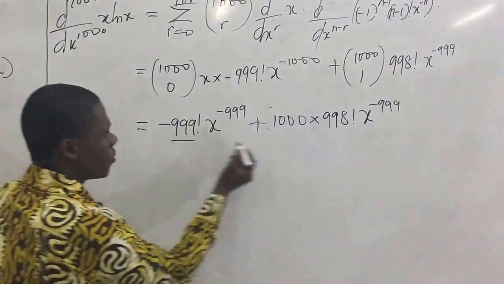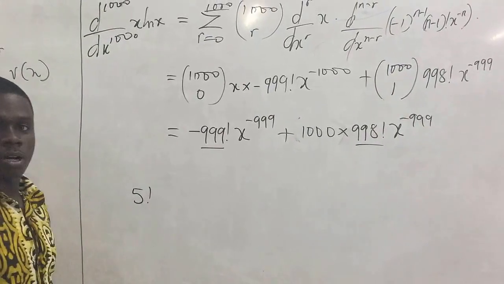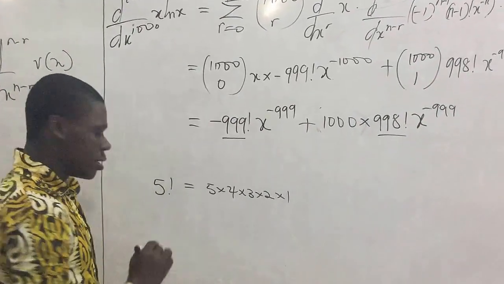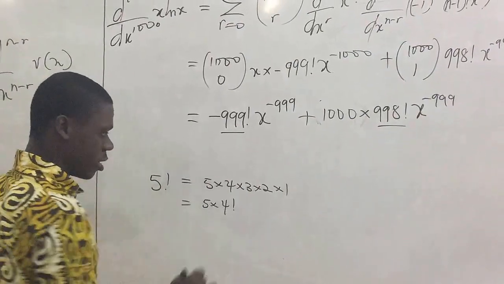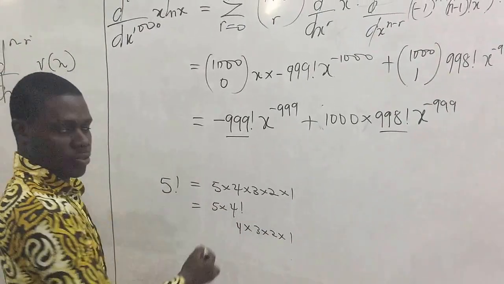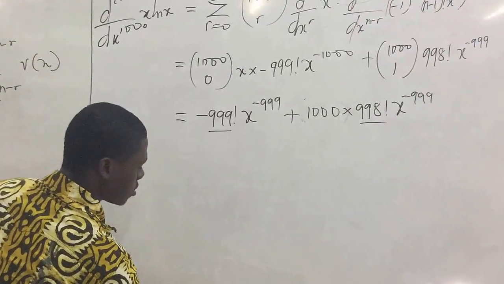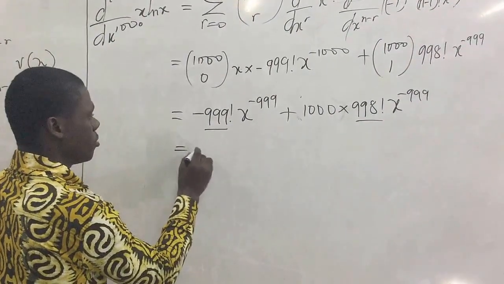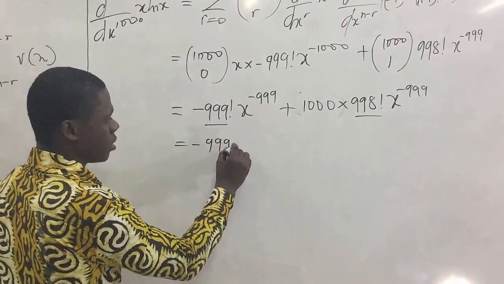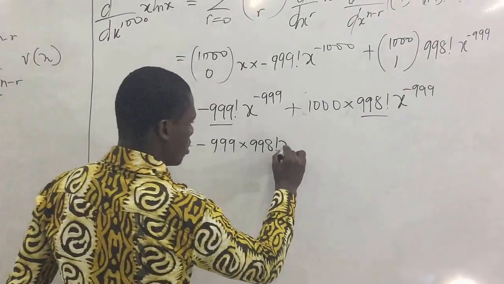Now look at it, this is factorial, this is also factorial. Now we've learned that if, for instance, you are looking for 5 factorial, then I can write it as 5 times 4 times 3 times 2 times 1. It is the same as writing 5 times 4 factorial. Why? Because 4 factorial also gives me 4 times 3 times 2 times 1, then times the 5, so it's the same thing. So using that idea, we come here and say that the 999 factorial here can be written as 999 times 998 factorial. The negative is just multiplying everything here. So 999 times 998 factorial, then x to the power 999.